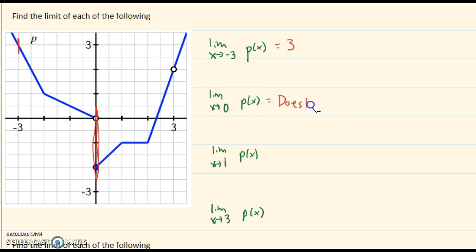Oops, I can spell "does." That would be very helpful. Does not exist. A lot of times they'll write that as DNE. Does not exist.